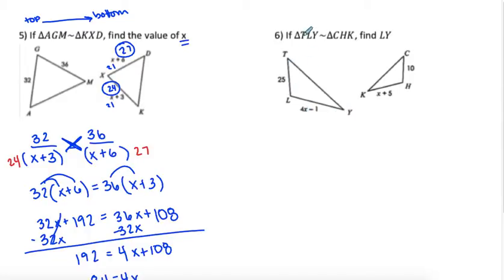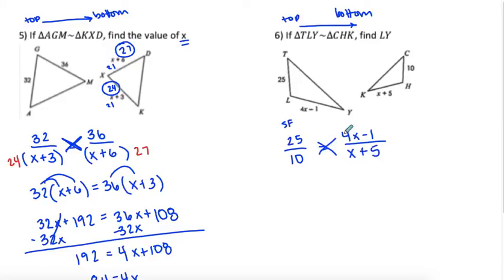So if I take T to L, 25, it's going to go with C to H, which is 10. There's a scale factor. It has both known. L to Y, 4x minus 1. And again, I'm going this direction, top to bottom. 4x minus 1, L to Y, is going to go with H to K, x plus 5. Cross multiply. Make sure we group these so that we remember to distribute. So we do 25 times x plus 5 must equal 10 times 4x minus 1.